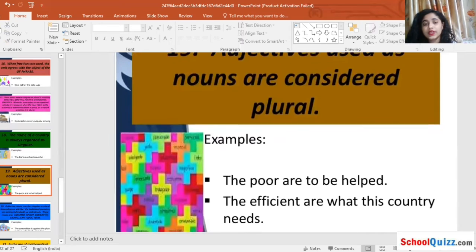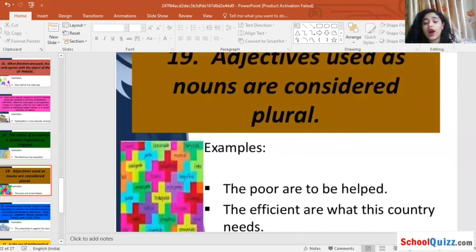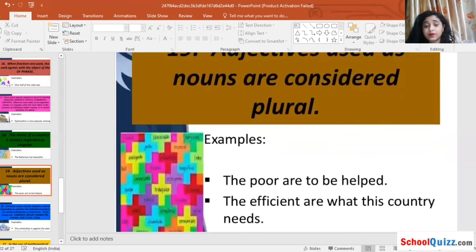Moving on towards our next rule, adjectives used as nouns are considered what? Plural. Adjectives used for noun purpose are considered as what? Plural. Okay. The poor are to be helped. The efficient are what the country needs. So poor is an adjective but used as a noun. Efficient is also an adjective but used in place of a noun. So that's why what will be included here? Plural. Okay.